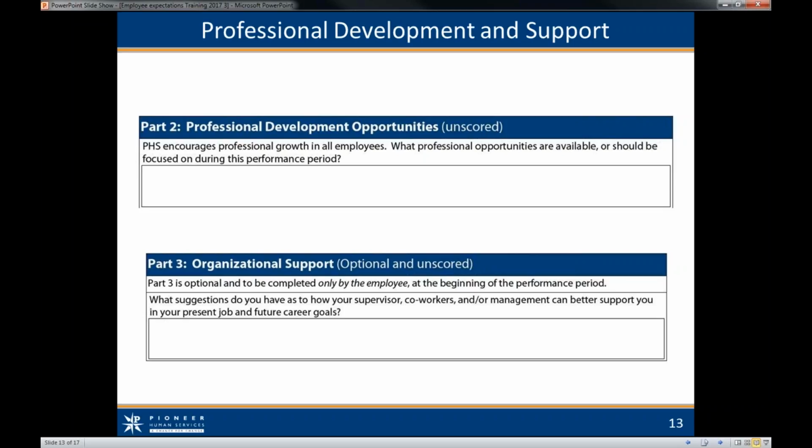As you talk to employees, this should be a two-way communication. You have an opportunity to discuss what you see as opportunities for growth for them, and they have an opportunity to ask about what might be available for skills and competencies they feel they need to move ahead in the business. Professional development opportunities is a mandatory section.